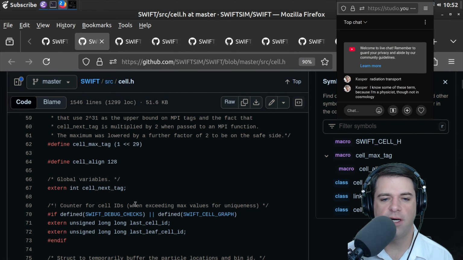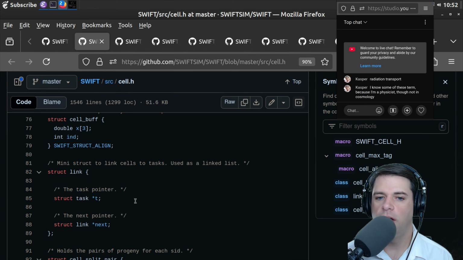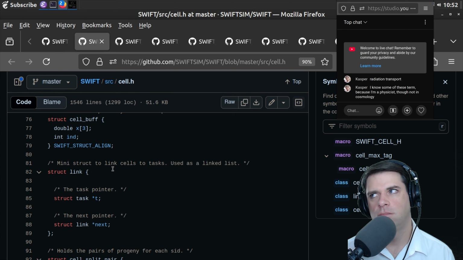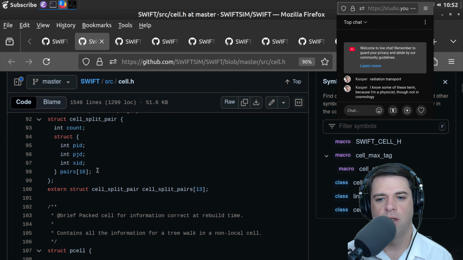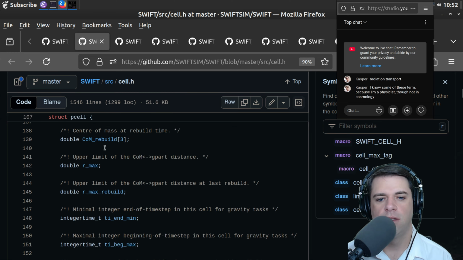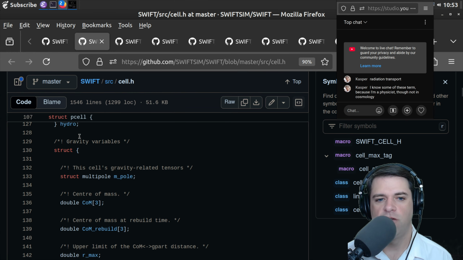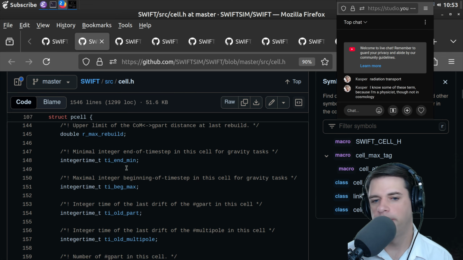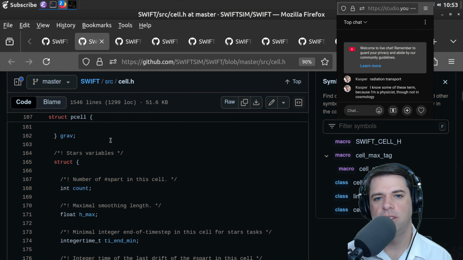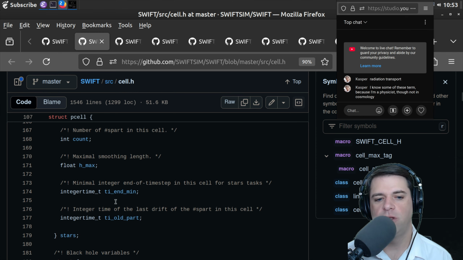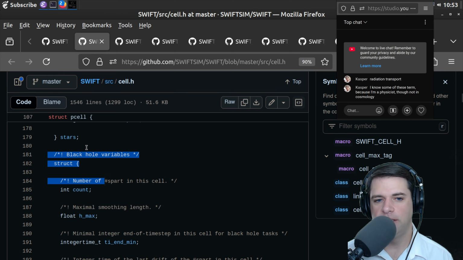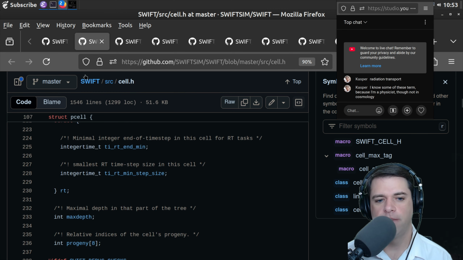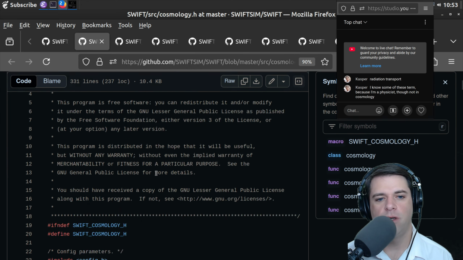This is a Swift cell. I guess I just wanted to see if this was anything interesting. We've got a link. A link takes a task pointer and the next pointer, so it's a linked list. And gravity variables. I'm a little bit surprised to see gravity variables in the cell, but not totally surprised. They also have star variables and maybe black hole variables. I don't know if these are all in cells or if a cell can have some of these optionally. But it's basically stuff like that. I'm going to consider that bookkeeping.